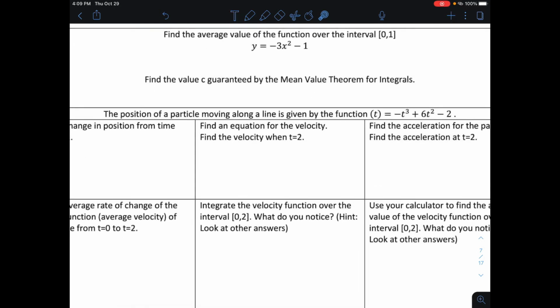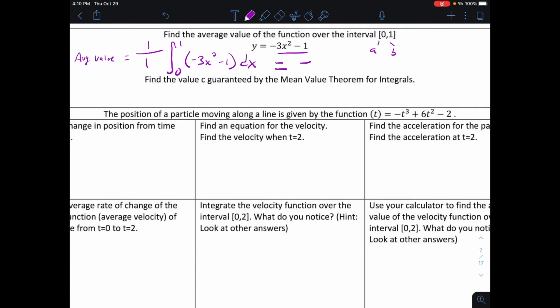We want to find the average value of the function on the interval from 0 to 1, and we're given y is equal to negative 3x squared minus 1. So the average value, our formula, would equal 1 over b minus a. Well, a is the first number in the interval, b is the second, so I'd have 1 over 1 times the definite integral from 0 to 1 for my function, I want to find the area underneath the curve, of negative 3x squared minus 1 dx. And then we would go get that value.